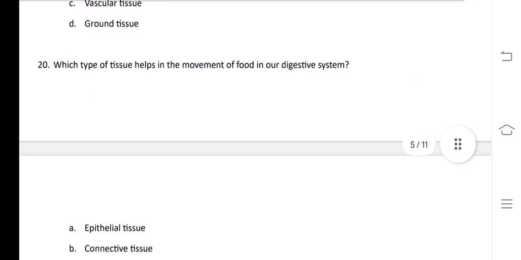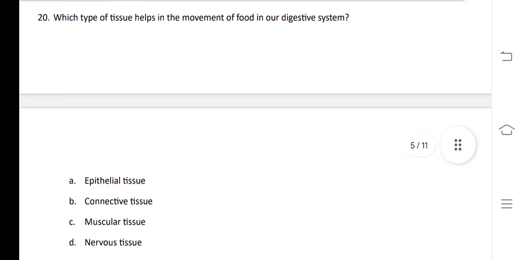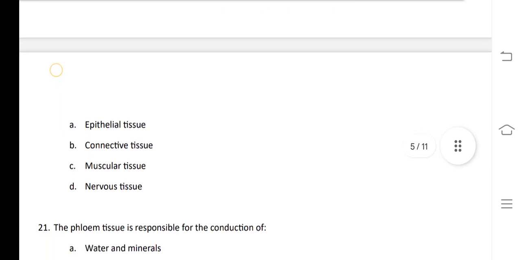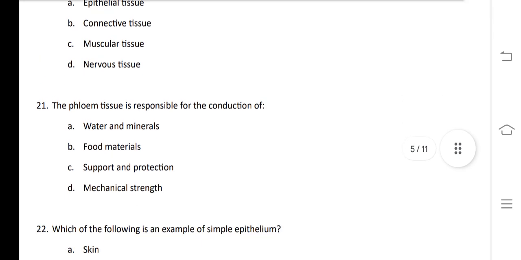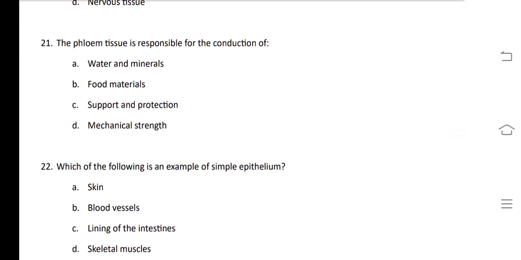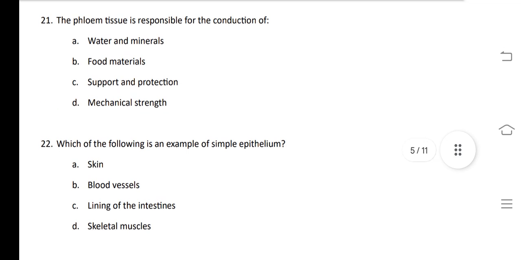Moving on to the next question, which type of tissue helps in the movement of food in our digestive system? Movement of anything in the body is caused by the muscular tissue, by the contraction and relaxation of the muscle. Our next question is, phloem tissue is responsible for the conduction of. Conduction here means the transportation of food material, and this flow is bidirectional. So the answer of 21st will be option B.